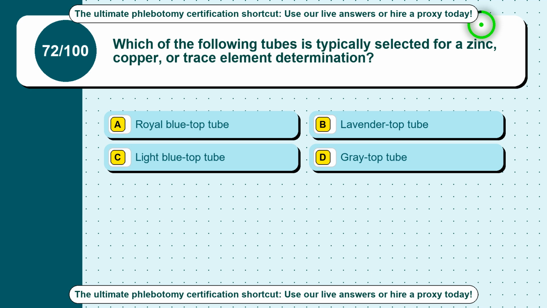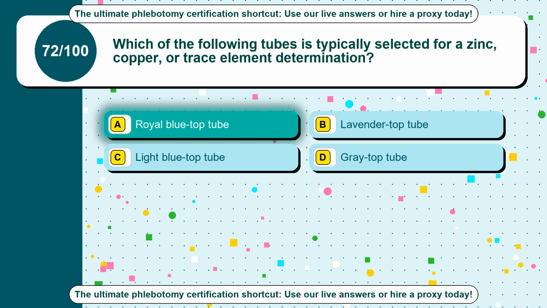Question 72. Which of the following tubes is typically selected for a zinc, copper, or trace element determination? Option A. Royal blue top tube. Option B. Lavender top tube. Option C. Light blue top tube. Option D. Grey top tube. The correct answer is option A. Royal blue top tube.